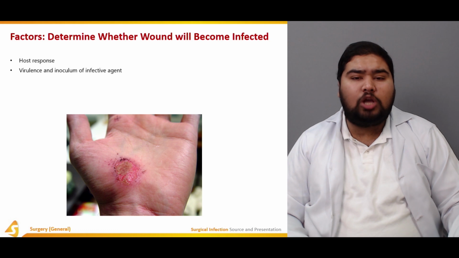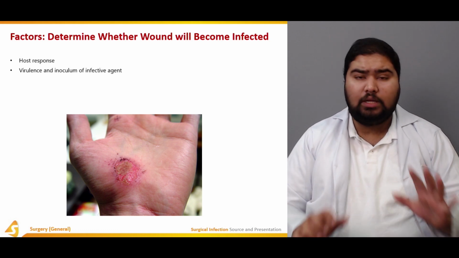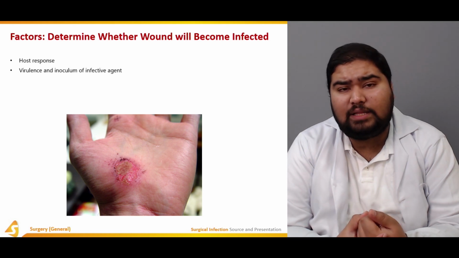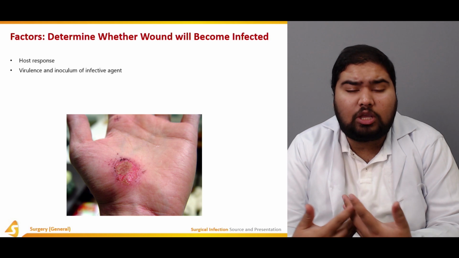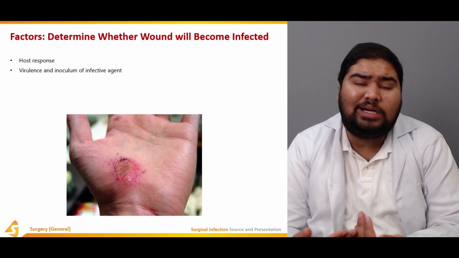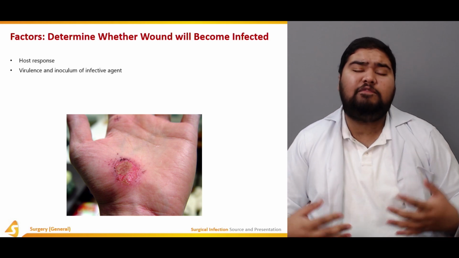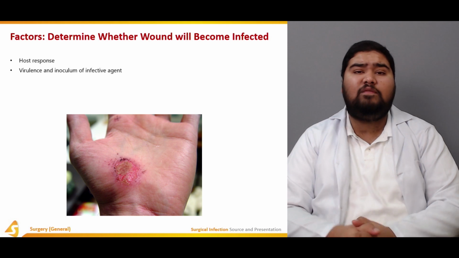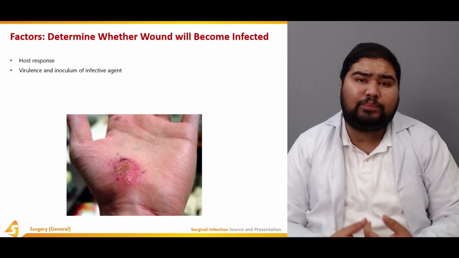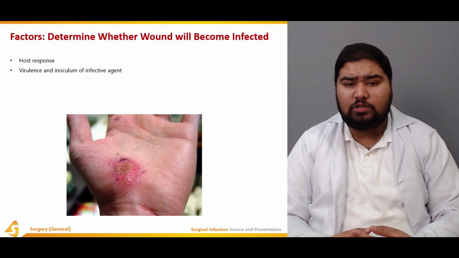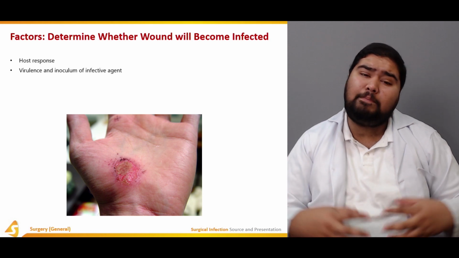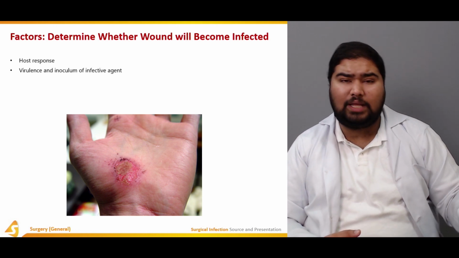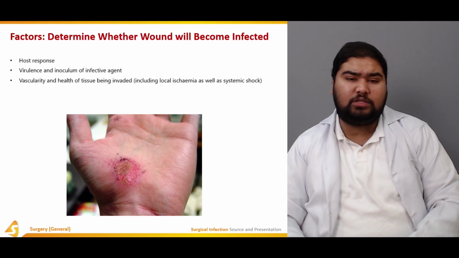Now the virulence and inoculum of the infective agent. This is very important, because the higher the virulence of the inoculated infective agent, the greater the chances of development of the disease. If a mild agent is inserted into the body, the chance of development of disease would be less. However, if a severe, very active, highly virulent agent is inserted into the body, the chances of infection are great. Now the amount of the inoculum is very important. Greater the amount, greater the chances. So there's a direct relationship between the amount of inoculum of the infective agent and the development of the disease.